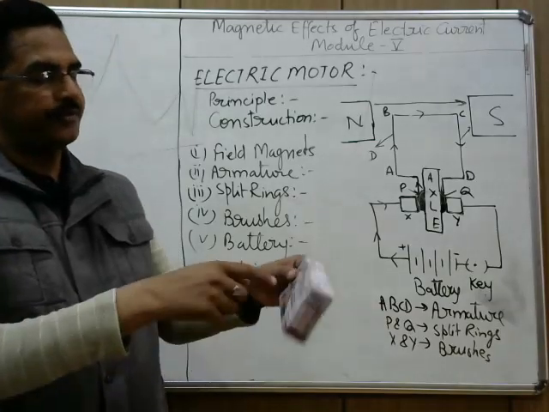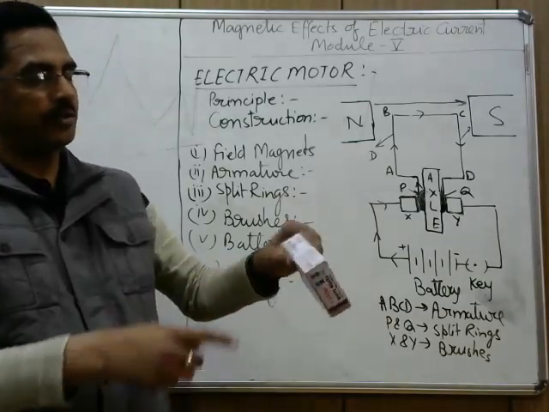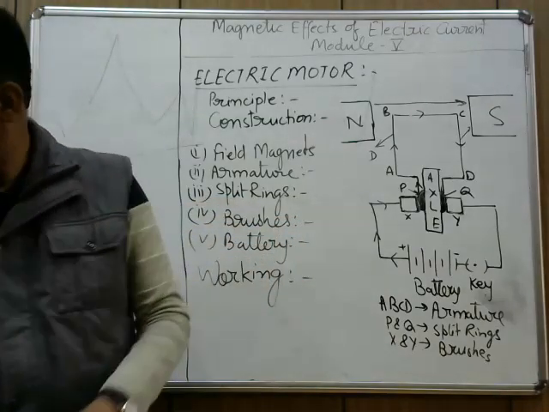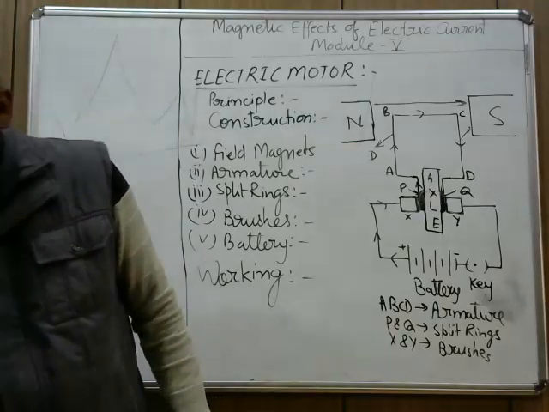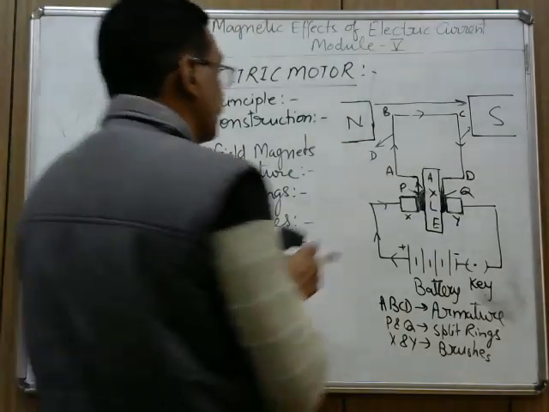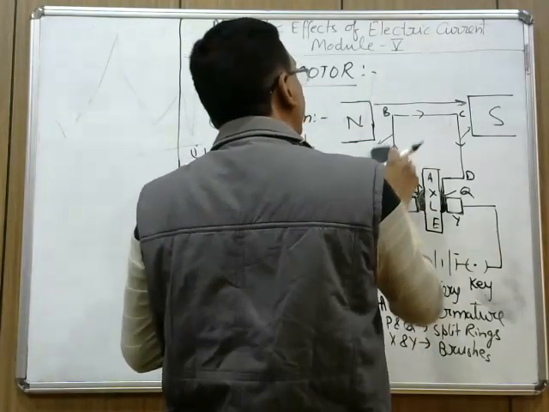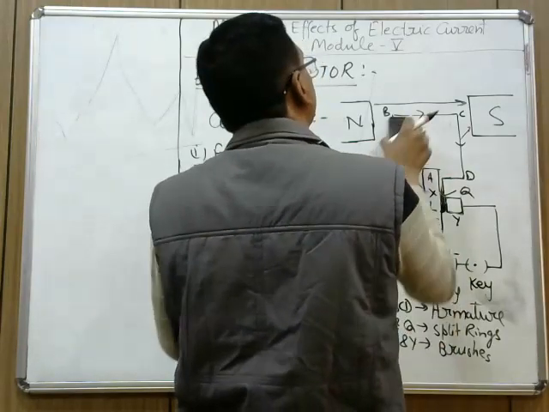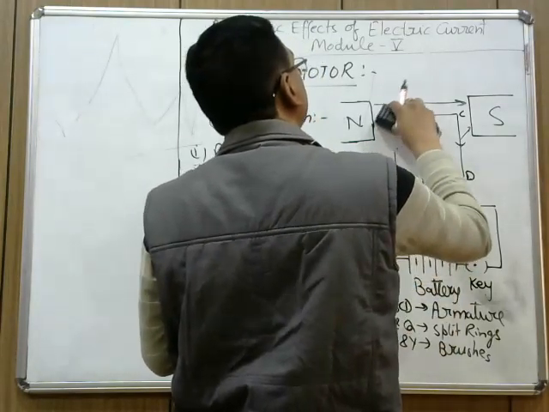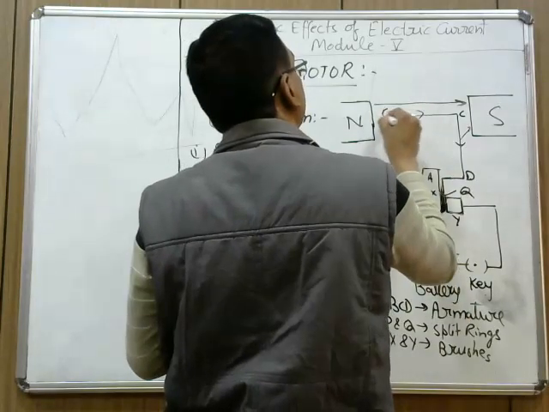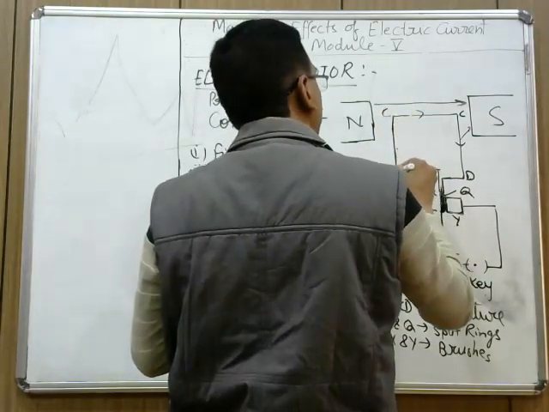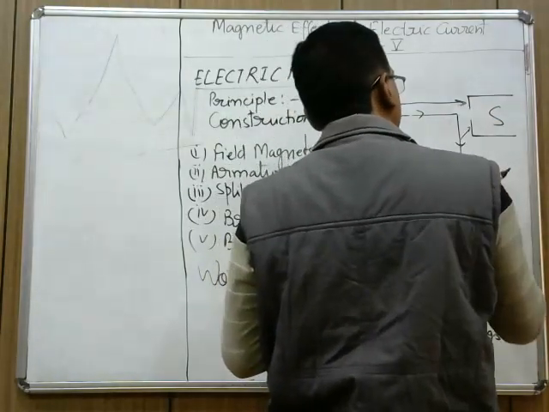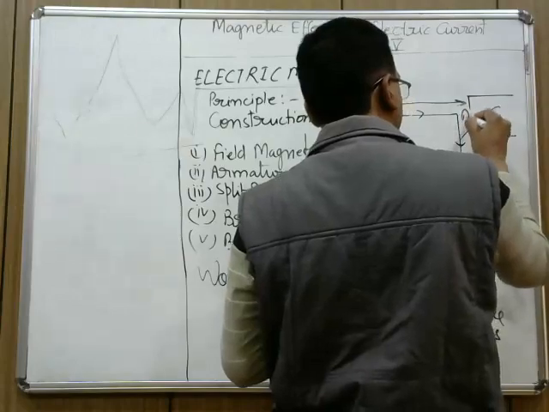Now when it completes half a round, from C to D, CD has reached this point and AB has reached this point. So after half rotation, what will happen? D will be at this point, C will be at this point, A will be at this point, and B will be at this point.